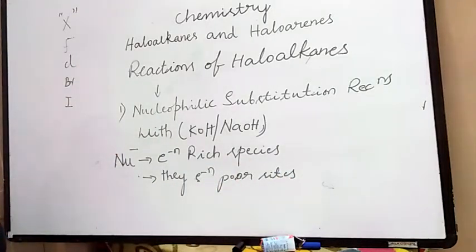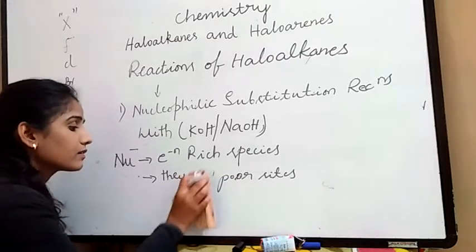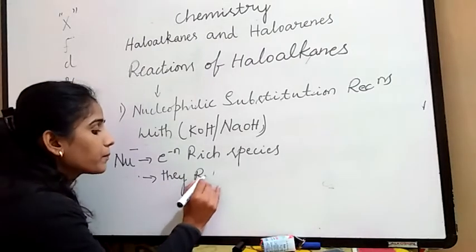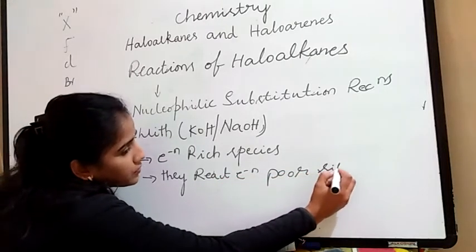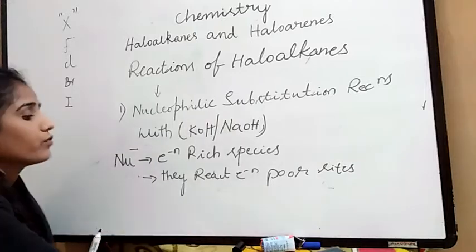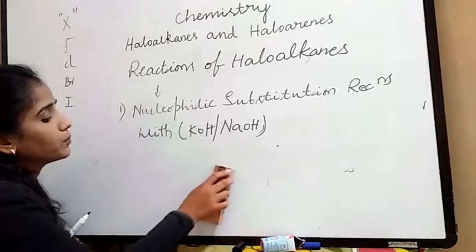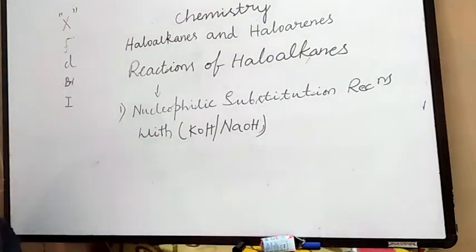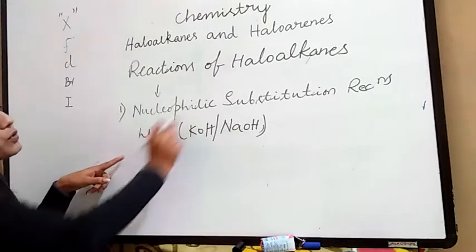Nucleophile is an electron rich species. Electron rich means the tendency to donate electrons is more. So they react at electron poor sites. Okay, so this is about a nucleophile. In a nucleophilic substitution reaction, the nucleophile will substitute where there are electron poor sites. The nucleophile is substituting in haloalkanes.